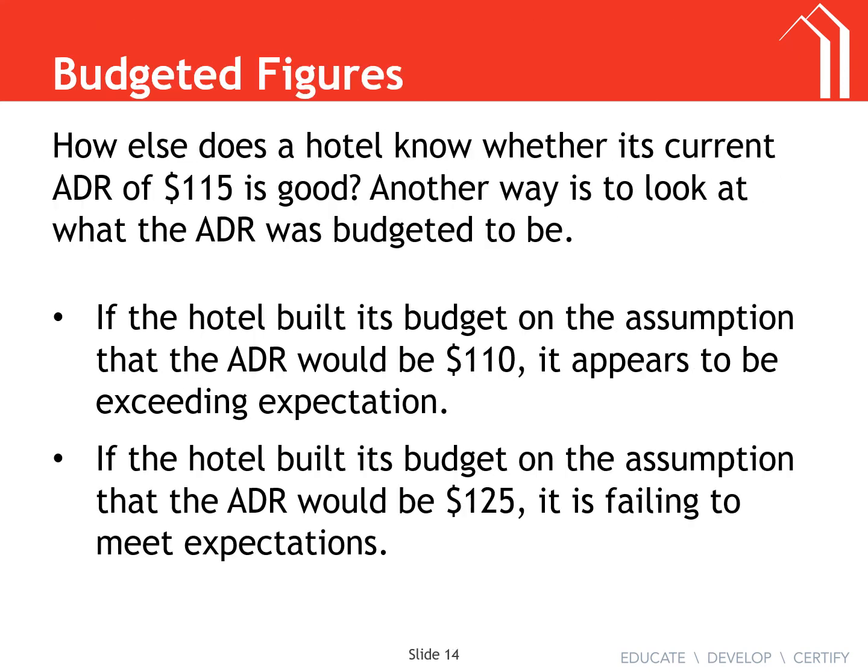Budgeted figures, like I said, we put a budget together. So if 115 is good, we don't know. If we budgeted our ADR would be 110, well then we are doing better than what we budgeted. But if we budgeted for a 125 ADR, then we're not doing as good as we thought we were going to, okay?